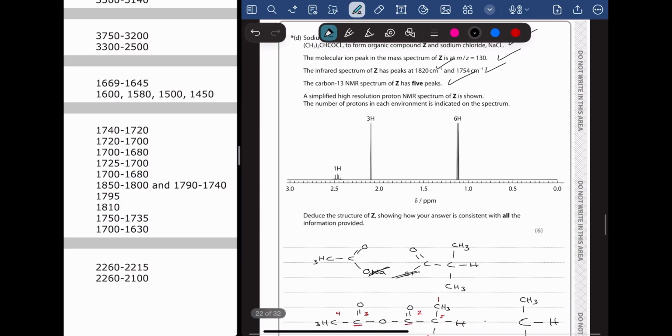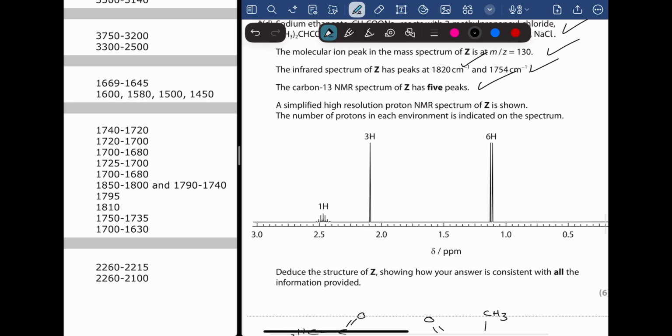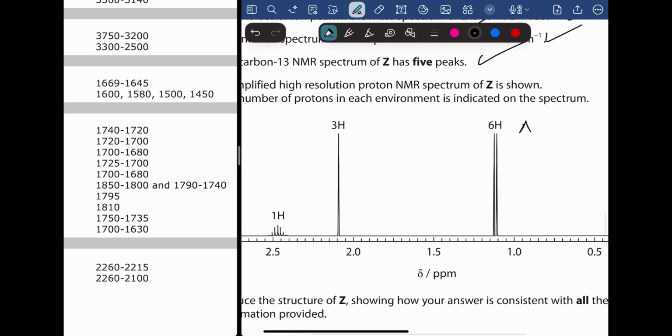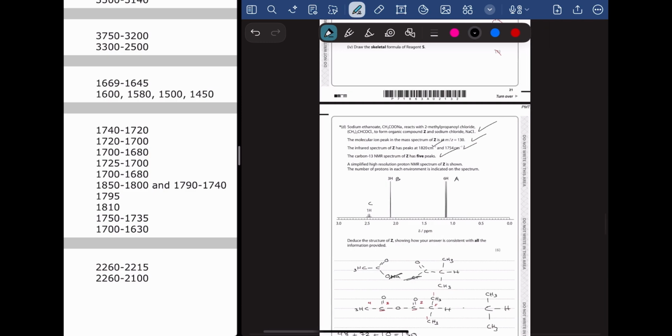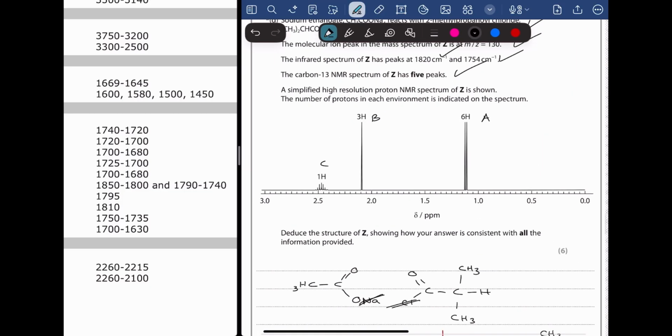So a simplified high resolution proton NMR. So we've got the NMR. Now we've got to analyze the NMR spectrum. Whenever I get a spectrum like this, I like to label each peak. So I'm going to label this A, label this B, label this C. And whenever I get an NMR question and I'm explaining the peaks in a written answer, I like to split it into 3 different things: the splitting, the number of hydrogens, so the peak area, and also the shift, the chemical shift.